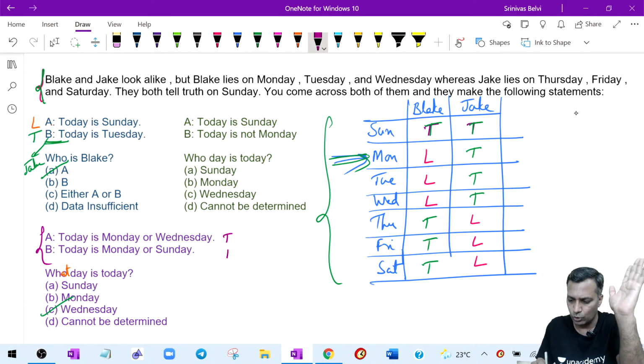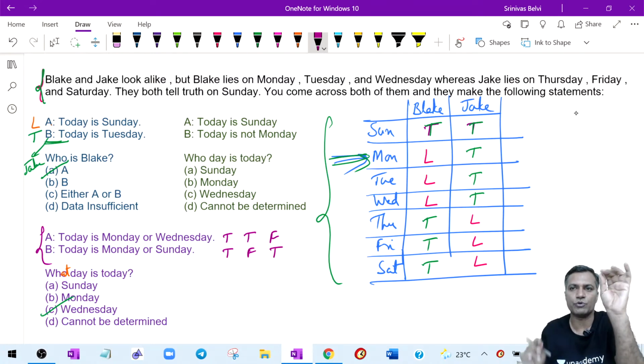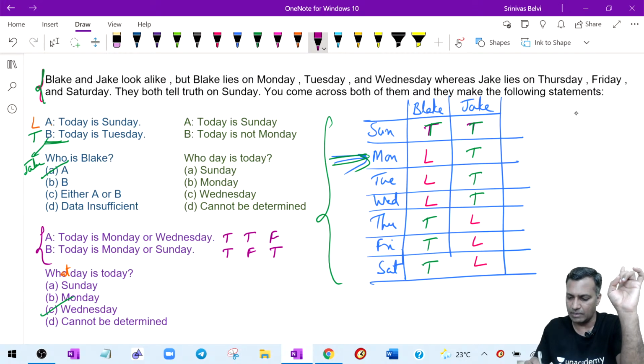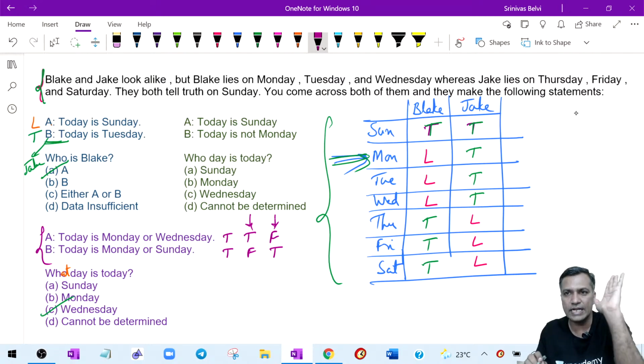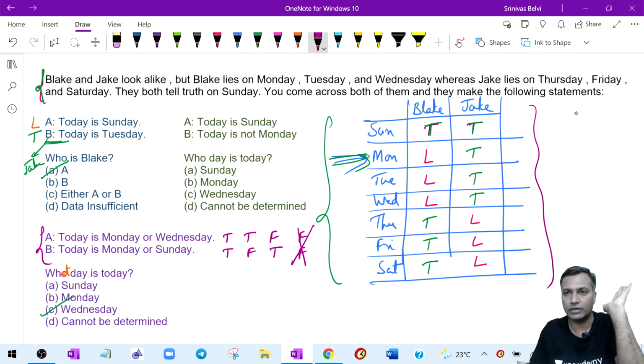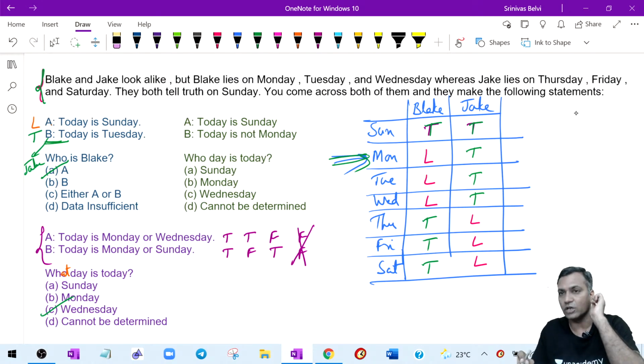What are the possibilities? Both are true. This is true, this is false. This is false, this is true. These are the possibilities, if you want to understand it exhaustively. Either both of them are telling the truth, or A is telling the truth and B is lying, or A is lying and B is telling the truth. These are the only three possibilities. This possibility, both lying, does not exist. That is the message by the author. Once you understand that, you will be able to find out.